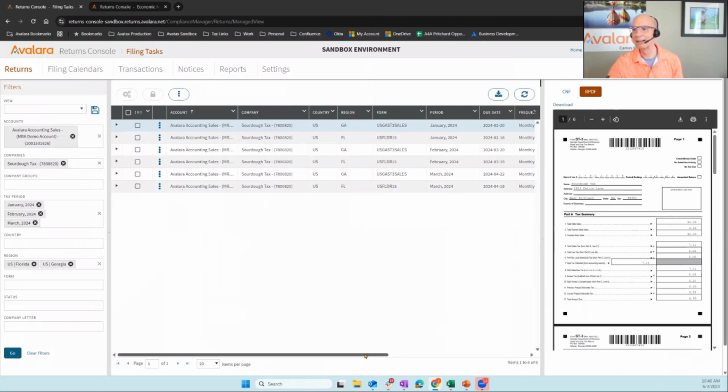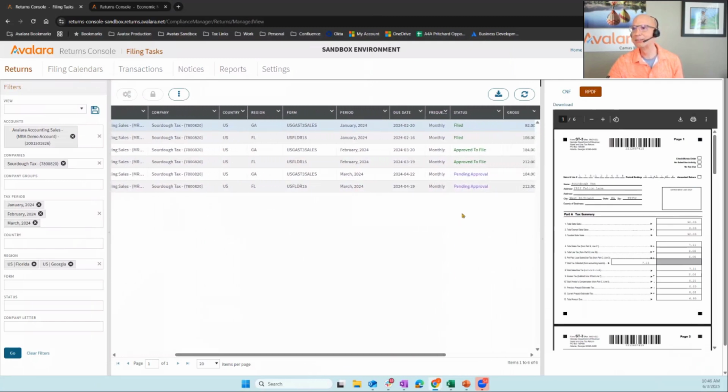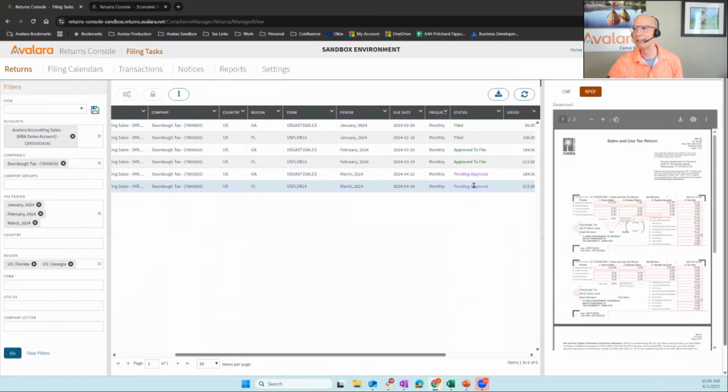And even if your return is what we call pending approval, even if you haven't approved it, you can still actually see a copy of what the return is that's going to be filed.